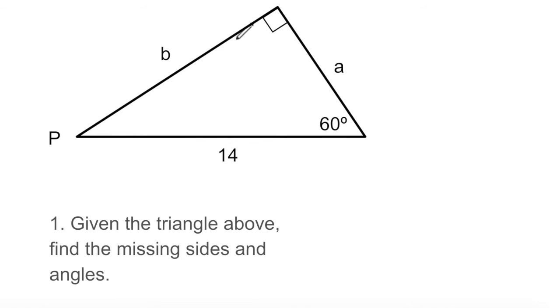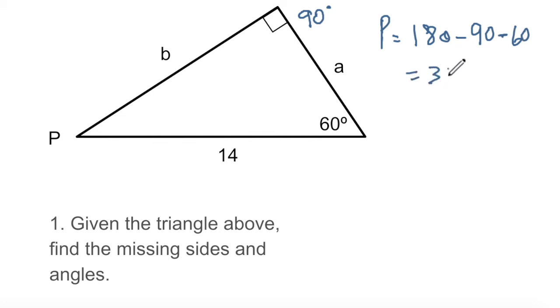Here's problem number 1. Given the triangle above, find the missing sides and angles. Well, what do we need to find here? Angle P, side A, and side B. Well, first, because of this marking here, we know that it's a 90-degree angle, so we can write that it's 90. And using the sum of angles, we can say that angle P is equal to 180 minus 90 minus 60, and that is equal to 30. So angle P is 30 degrees.